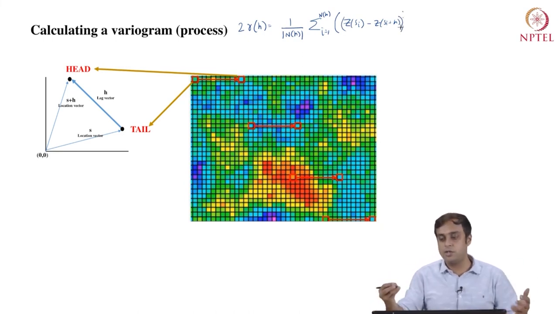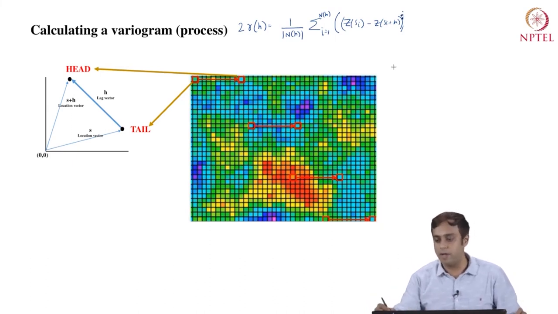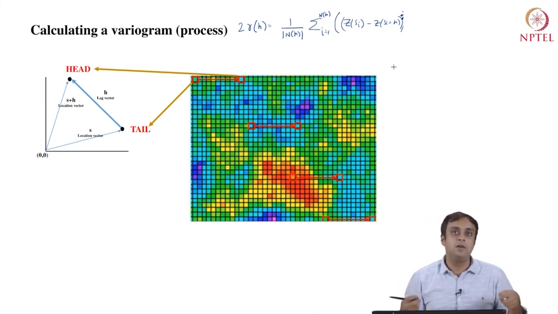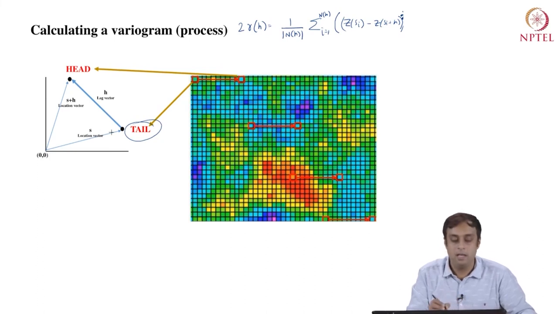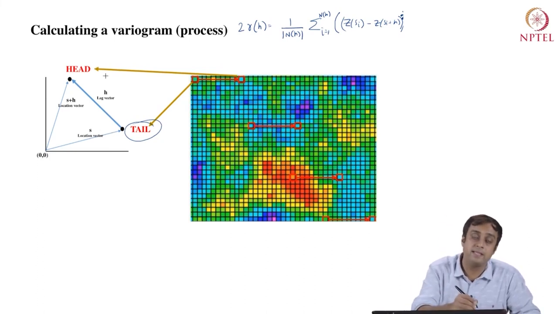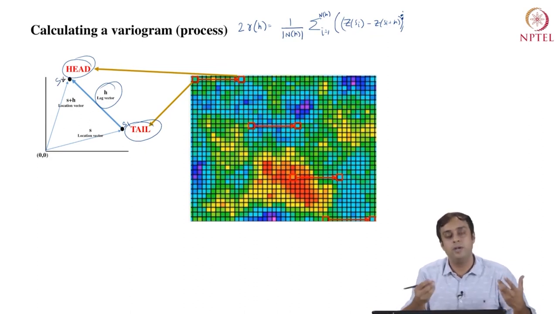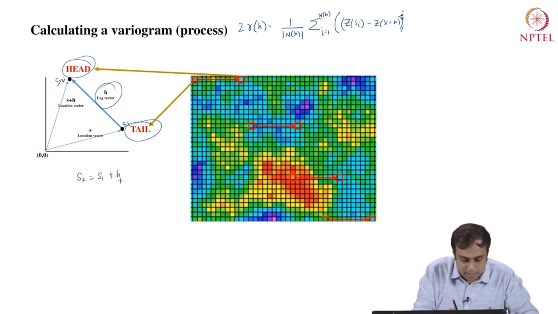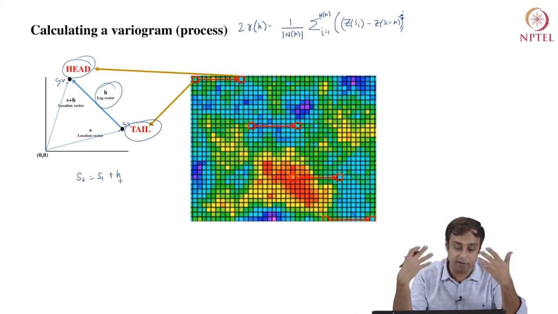So I have a representation of a mean squared difference. In order to make our lives easy, the starting point is called the tail, and the point that is separated from the tail, the initial point, by a lag vector h is denoted as the head. So we are starting at s1 and going to s2, where s2 is nothing but s1 plus h. Again, h encapsulates both the distance as well as the direction.